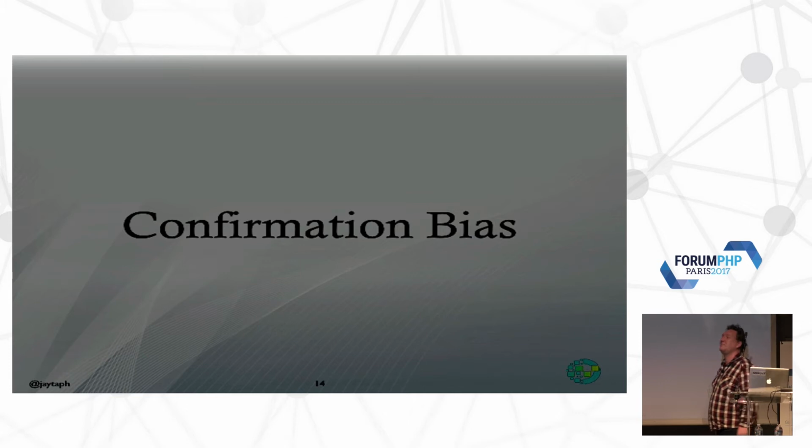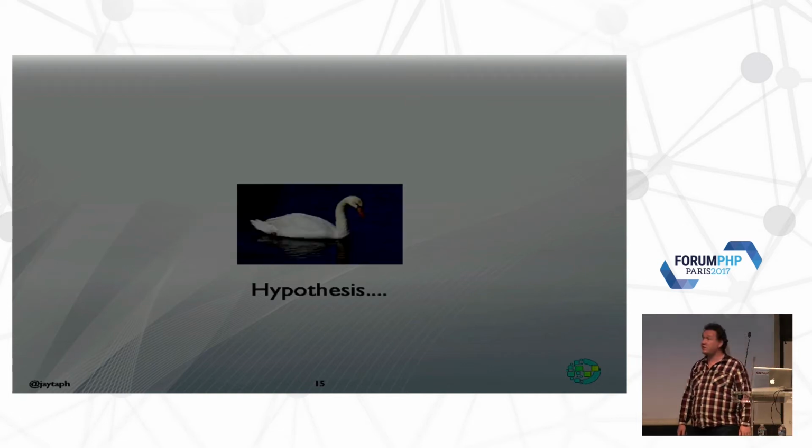Let's go to confirmation bias. Confirmation bias is this. My office looks out onto a pond, and on the pond is a white swan. Since I do a lot of work and look at the pond a lot, I notice there's a white swan, and I think, well, probably all swans are white, because I'm only seeing one white swan.